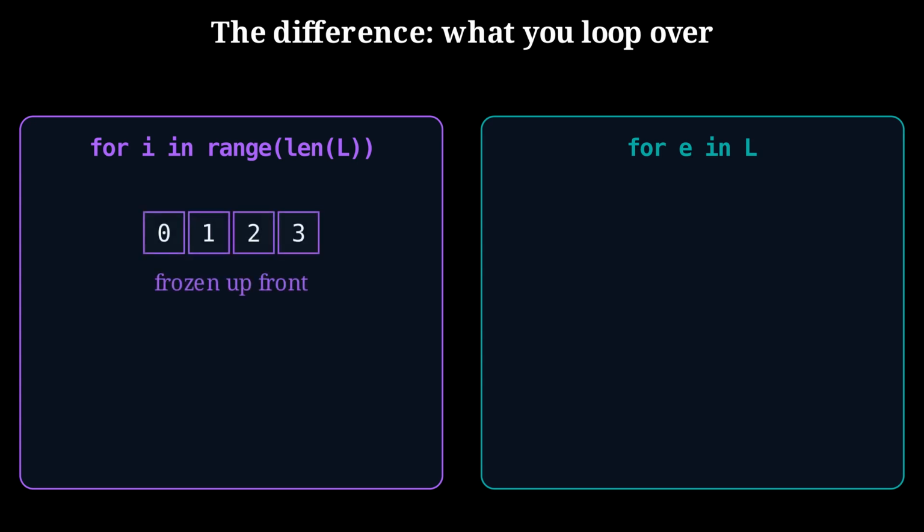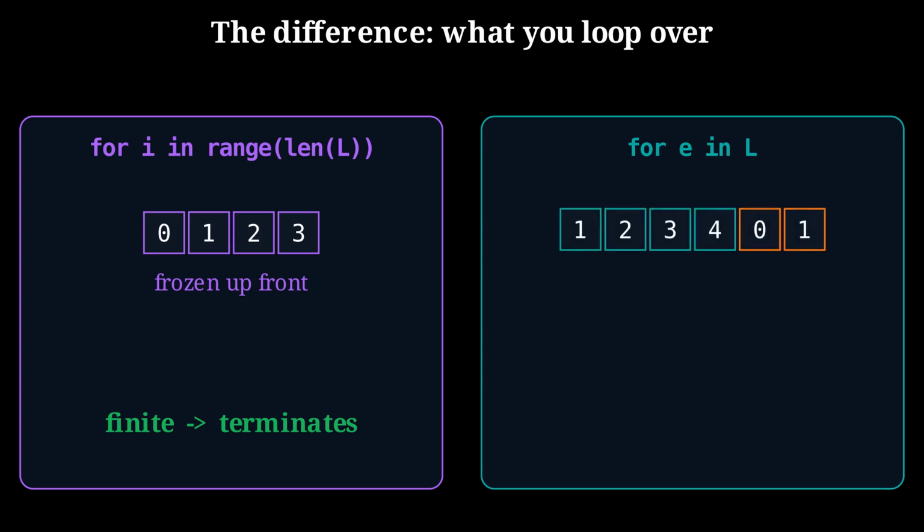With range of the length of L, Python throws a sequence of positions up front, so the loop was finite. Looping over L directly freezes nothing. The loop reads from the live list itself, which keeps growing as you append. The element e stays 4 spots behind the end. You add 1 item, e steps forward 1, then you add another, and it stays 4 behind, forever. So it never reaches the end.